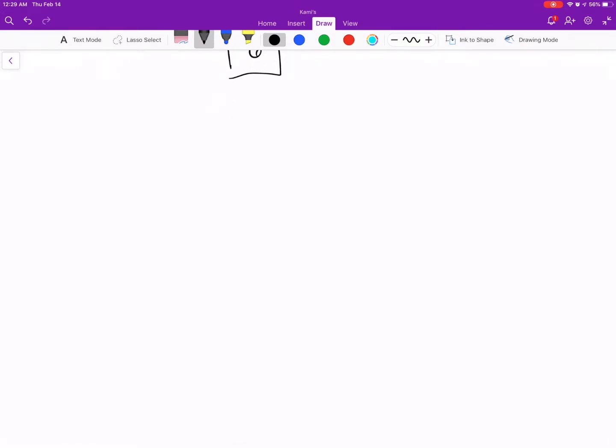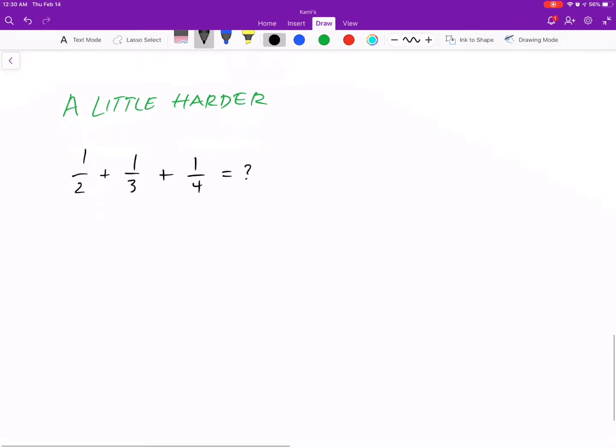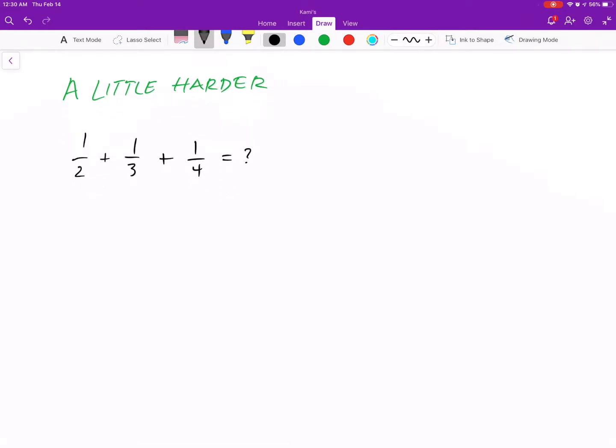Okay, so let's do something a little harder. Now we're going to try fractions with more than 2. So let's say we're going to add more than 2. So we'll do 1/2 plus 1/3 plus 1/4. Well, what does that equal? Well, we're going to find out. Actually, let's do subtraction, because we haven't done subtraction.